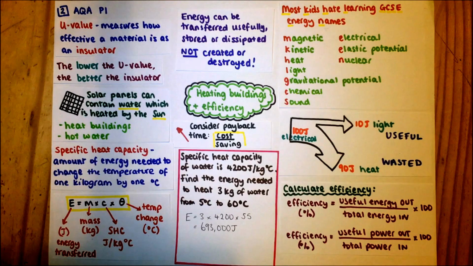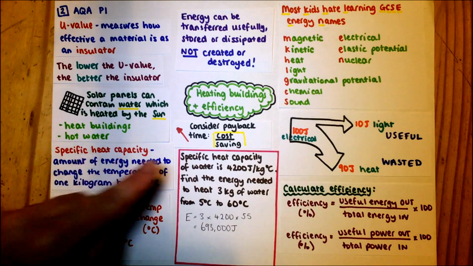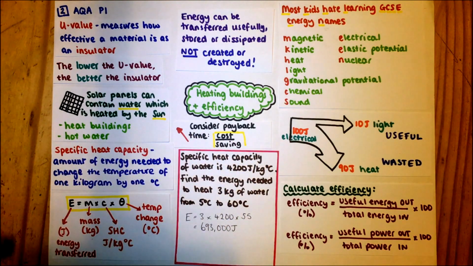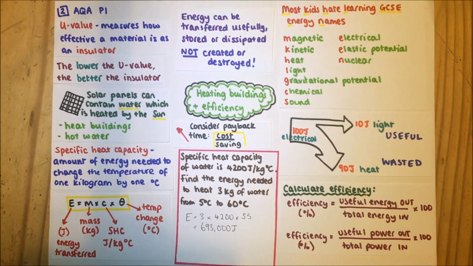Okay, so we've looked at U values, the lower the better. We've talked about solar panels, and any others, like your triple glazing, etc. Think about payback, how that might be able to support your answer for an exam question. Calculating specific heat capacity, looking at different types of energy names, and then looking at Sankey diagrams and calculating efficiency from that. Okay, so that's the end of chapter 2.